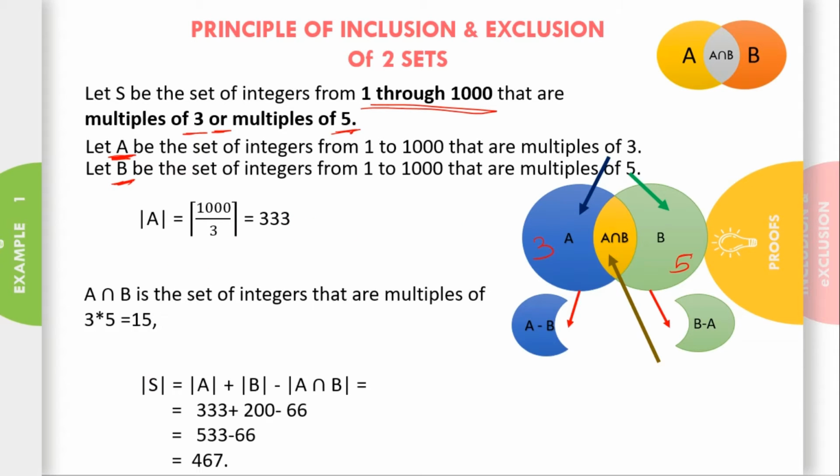In the same way, set B will be the numbers which are divisible by 5 in the 1 to 1000 range, which will be 1000 divided by 5. It will be 200 numbers.